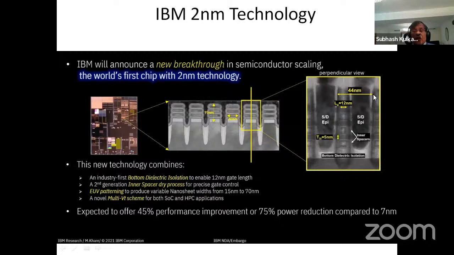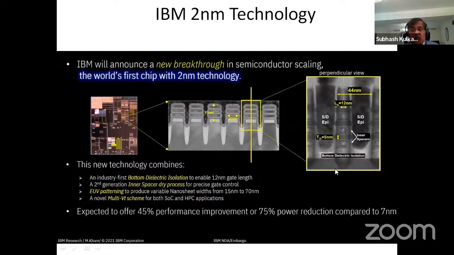You're about 44 nanometers from one end to another end. And these are the three ribs that you can see of transistors. And the thickness of the silicon is about 5 nanometers, very small. And 1, 2, and 3 in that fashion.